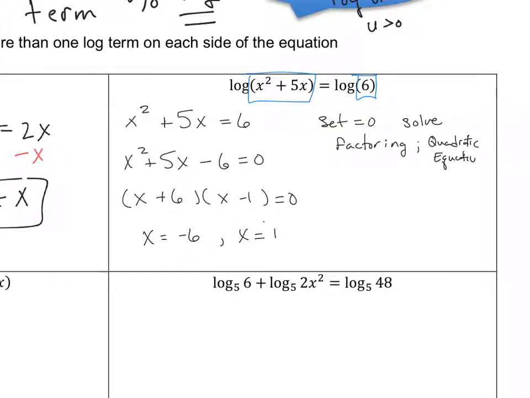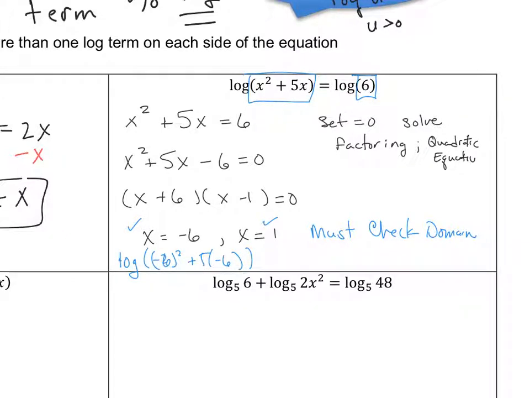Now, because of the domain, we must check the domain. In both of those cases, when I plug them back in, if I plug in negative 6, I have log of negative 6 squared plus 5 times negative 6. Is the end piece of that positive? Yes. 36 minus 30 is positive, so the solution works, and the 1 also works when I plug that back in.